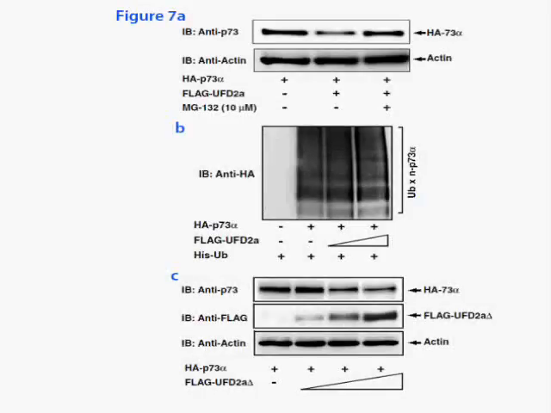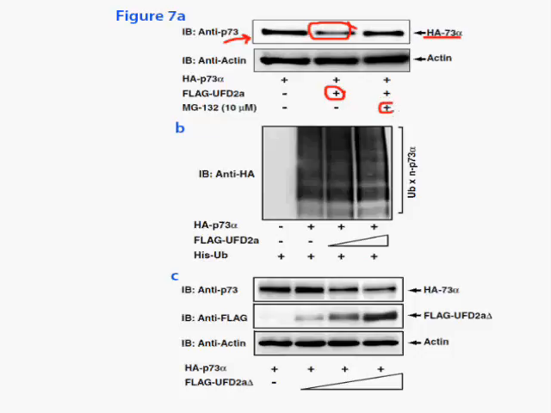So this is figure 7. This figure is perhaps a central figure to this paper, as it shows that UFD2A downregulates P73A without ubiquitination. So in A, we see a cell that has been transfected with plasmids that express hemagglutinin tagged P73 alpha. This top panel here is an immunoblot against P73, and we can see that in the presence of UFD2A, the levels of P73 alpha decrease, as we saw before.